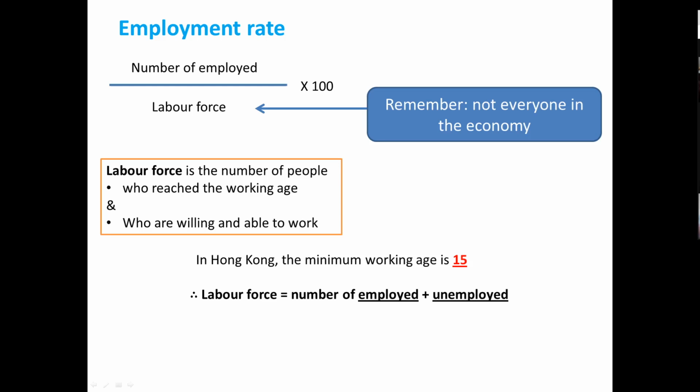So you get the idea of how people calculate the employment rate or unemployment rate. The unemployment rate is very similar. You just change the numerator into unemployed. That's all. You can see some flaws and biases from this equation and the definition right here.